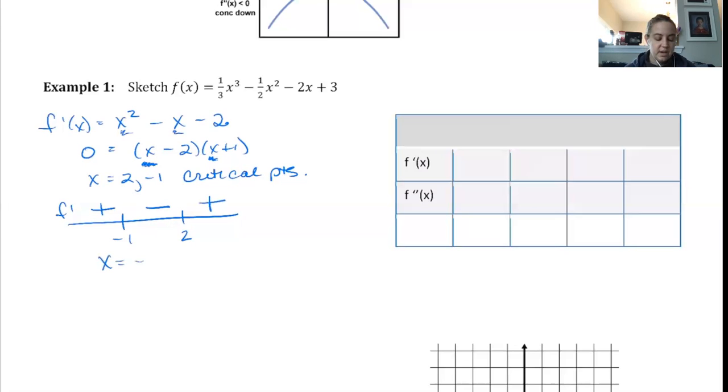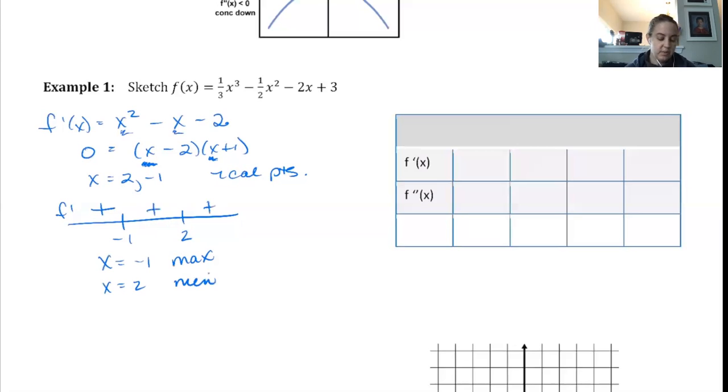So x equals -1, if I switch from increasing to decreasing, is a max, a local max. And x equals 2, if I switch from decreasing to increasing, is a local min. Everything you need with that first derivative.